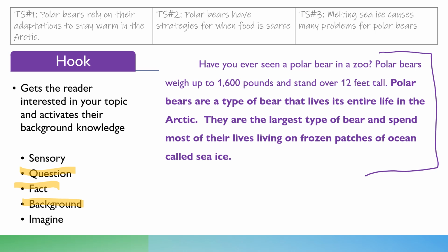That was the first part of our informational introduction. We always start with the hook, but there are 2 more pieces we need to include. So let's move on to those.